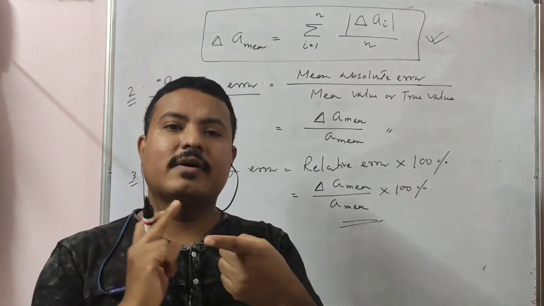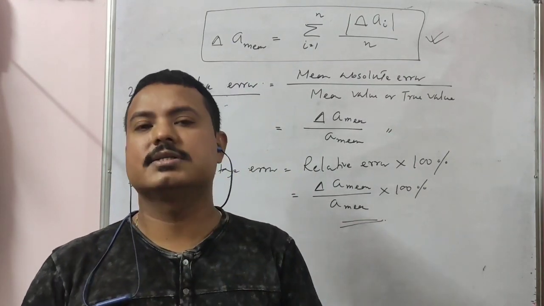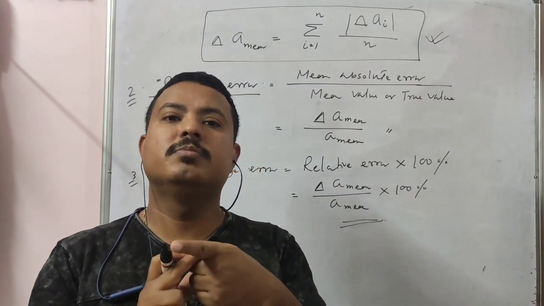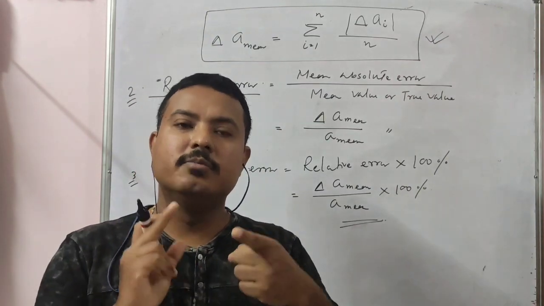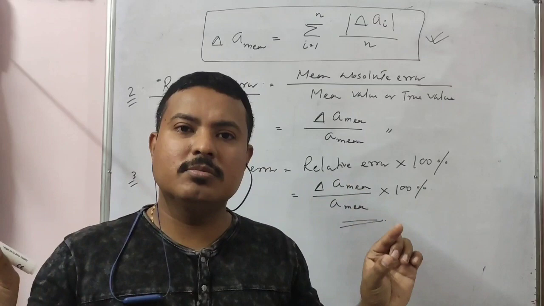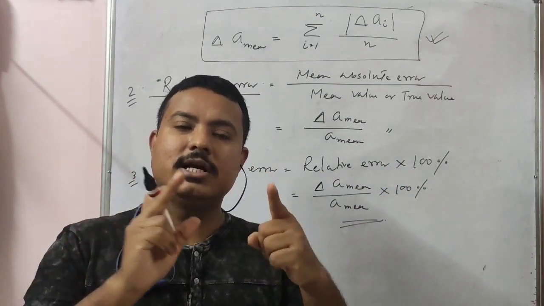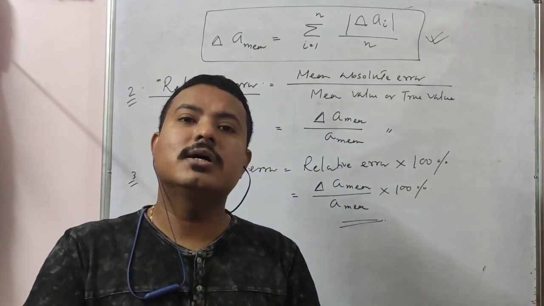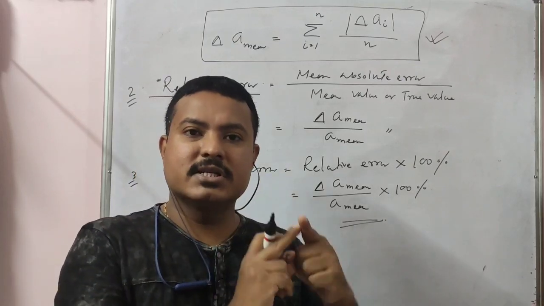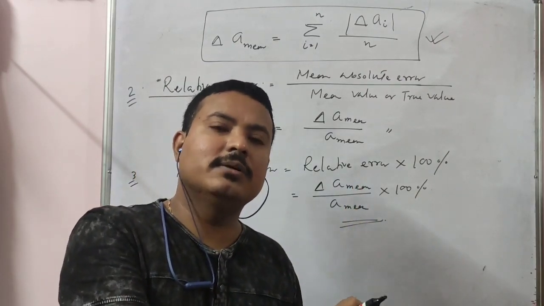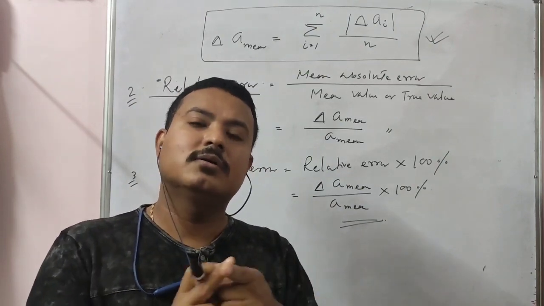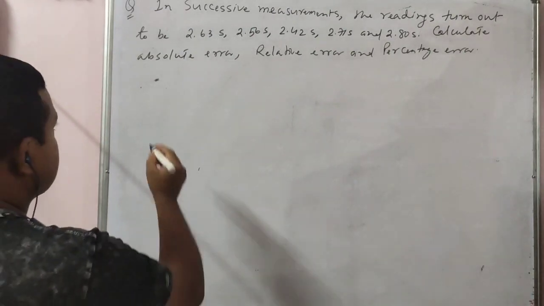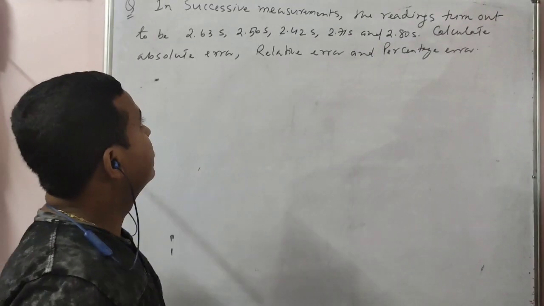So let me repeat. Here we have absolute errors, relative errors and percentage error. So absolute error means what? Simply the magnitude of the difference between measured value and the true value. Then mean absolute error means what? The arithmetic mean of all the individual errors. Then relative error means what? The ratio of the mean absolute error to the mean value or true value. And percentage error means what? If we convert the relative error into percentage, that is called percentage error. Okay, so let me take one example, then it will be more clear.